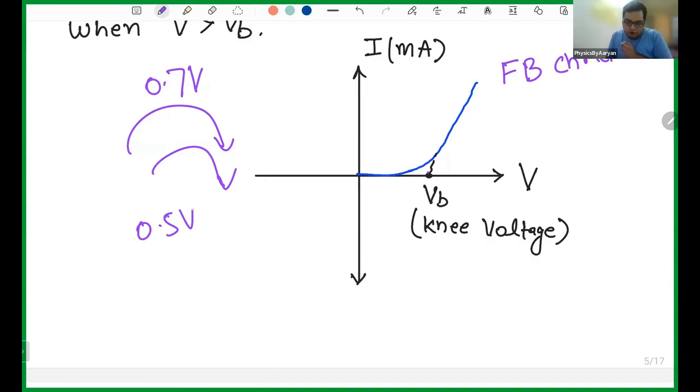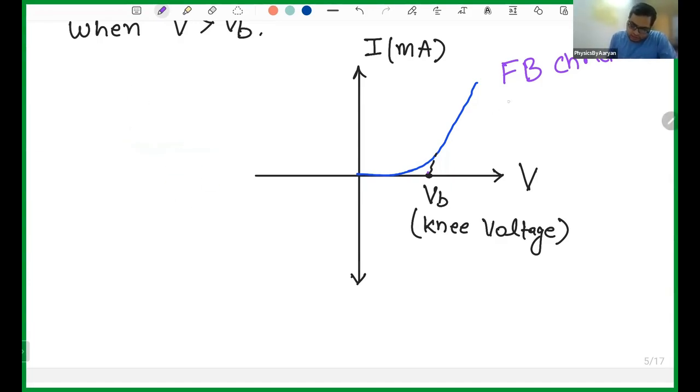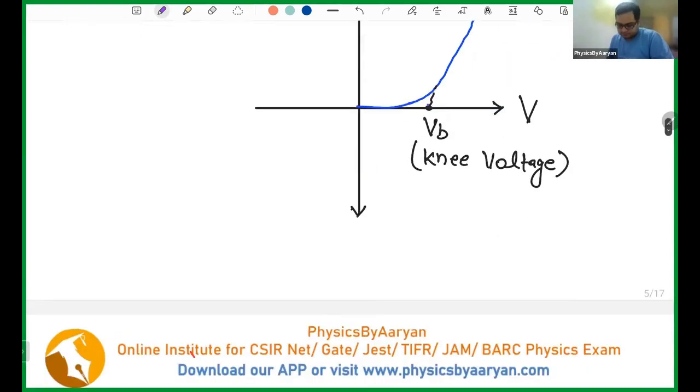And once I'm beyond 0.7 volt, then almost every electron can move forward, and the more voltage I keep increasing, more and more electrons will keep going from this side to this side. So this entire current is positive current. There is no reverse current as such.